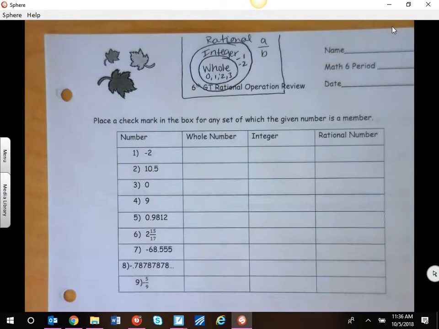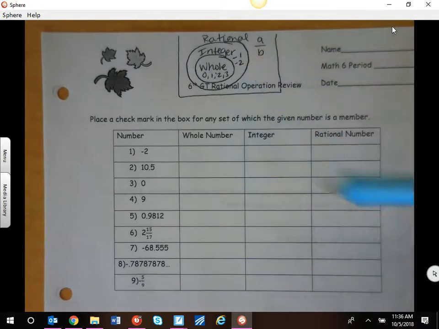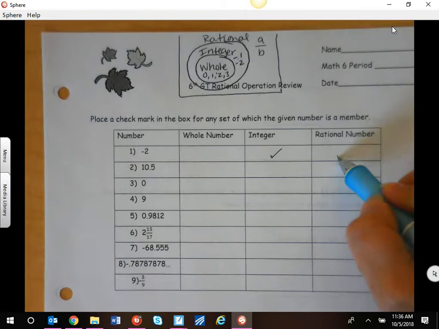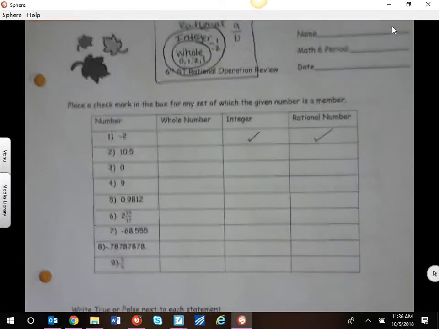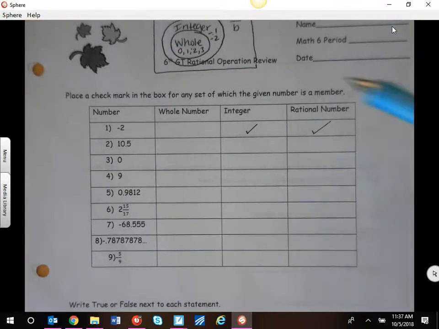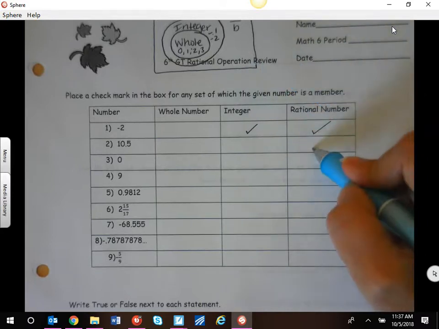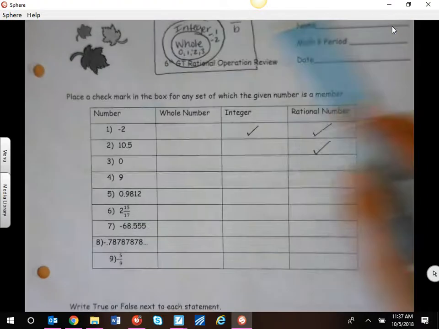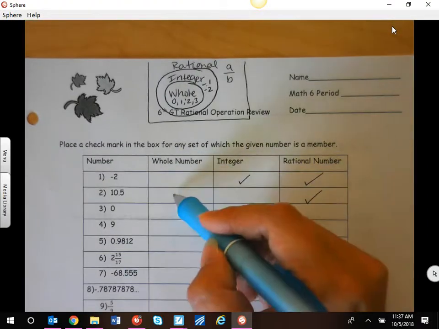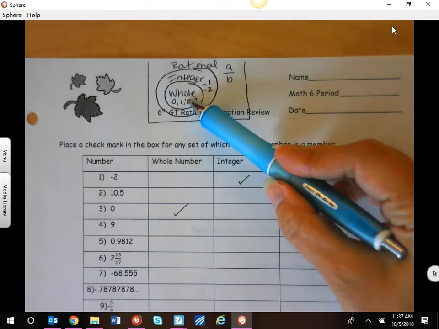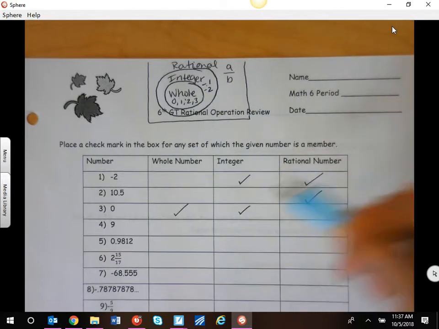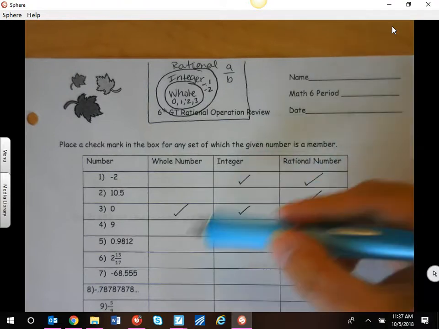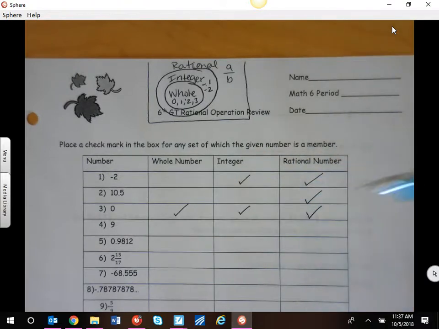So if we look at negative 2, it falls in the integer category, but an integer is a subset of a rational. So it is also a rational number. 10.5 is a decimal. That is only rational. 0, however, falls within the whole numbers, which is a subset of integers. So it is also an integer, which is a subset of rational. So if it is a whole number, then it is also an integer. It is also a rational number.